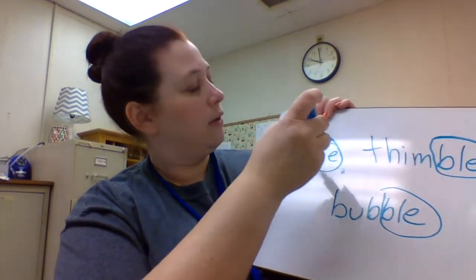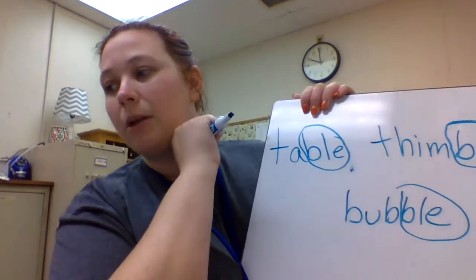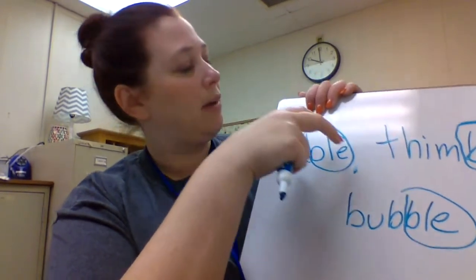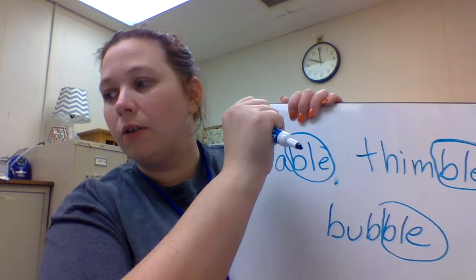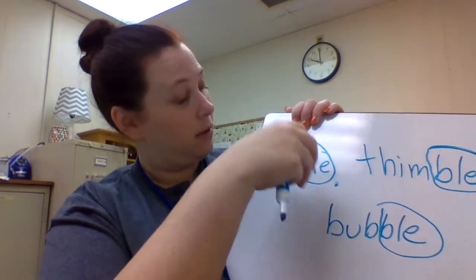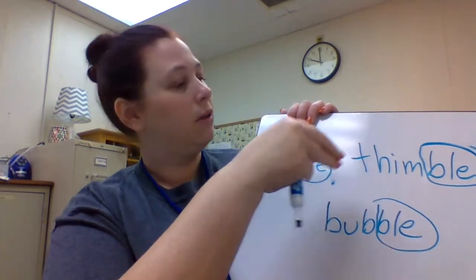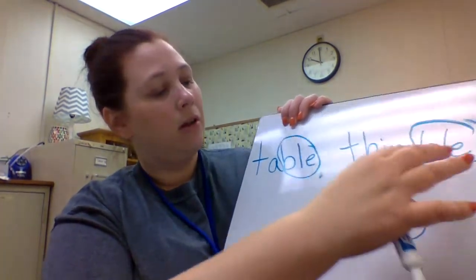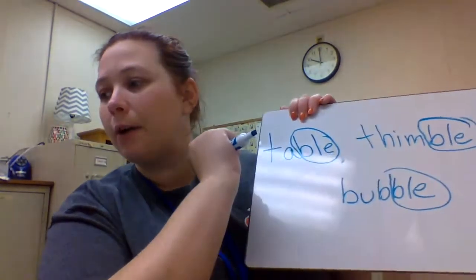So, we call this the final position because it's the last sound that we're hearing in the word. And then we also call it stable because it doesn't change. We can count on it always having that bull sound. And then we call it a syllable because it's its own syllable. See, we have table, thimble, bubble. So it's always its own little syllable in there.